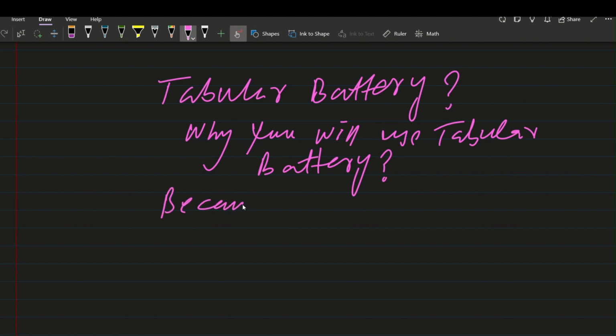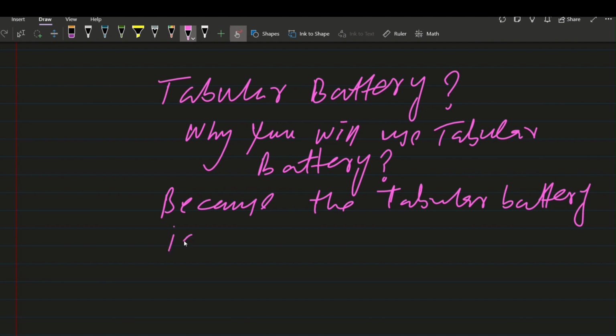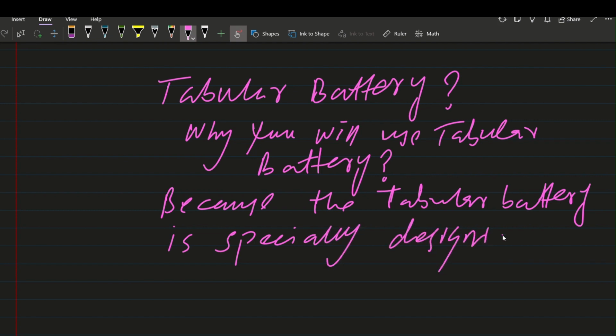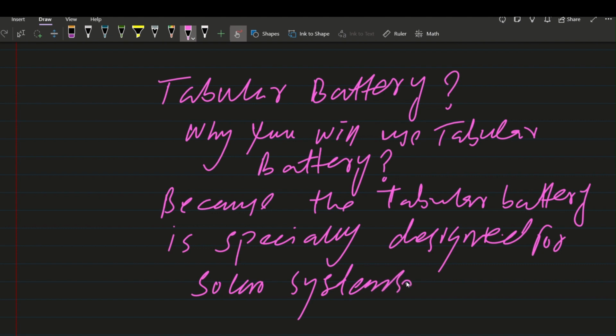Because the tubular battery is specially designed for solar systems. So this is specially designed for the solar systems. That's why you should buy a tubular battery.